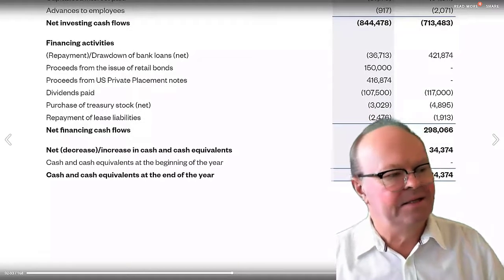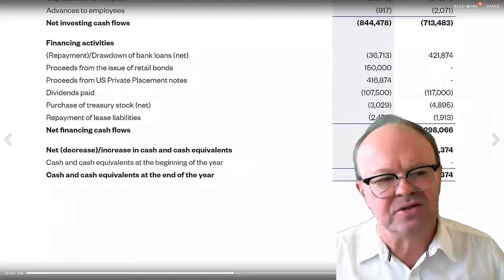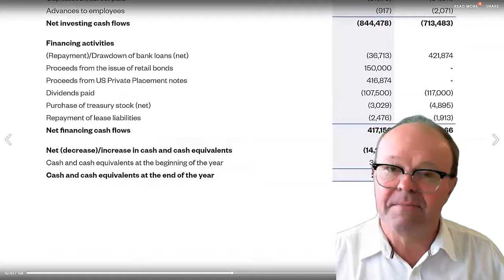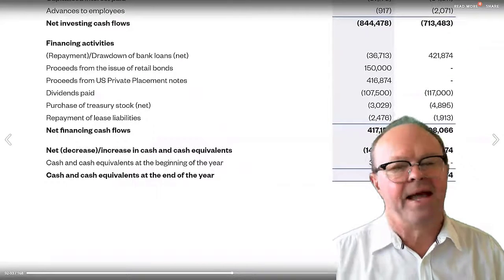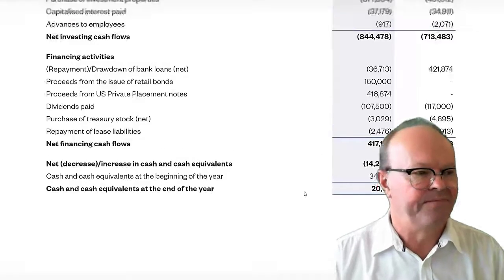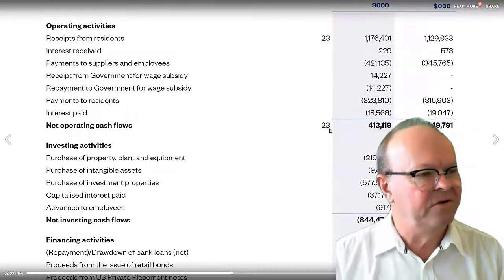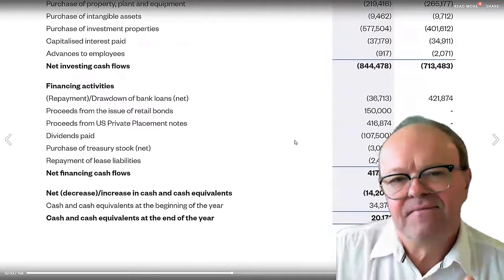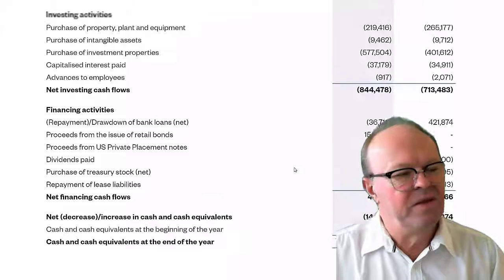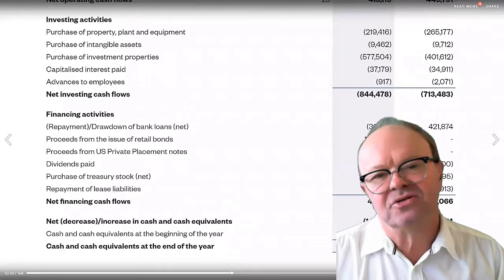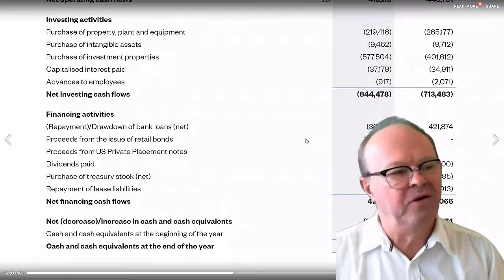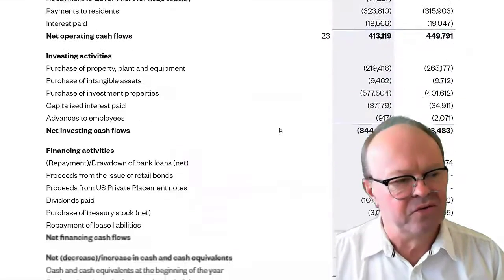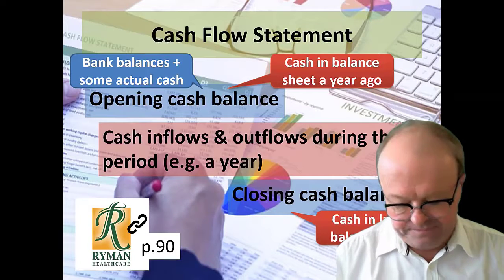That's the net increase or decrease in cash and cash equivalents during the year. We go to opening cash balance, 34 million, the cash in the balance sheet last year, and then we get the cash balance this year, 20.17. So this is giving us some insights, and there's just one footnote. And so it gives us a better idea of what's happening with the cash. So even though the cash balances are relatively small, 20 million or 34 million, you can see there are huge cash flows through the year. So that's the cash flow statement.